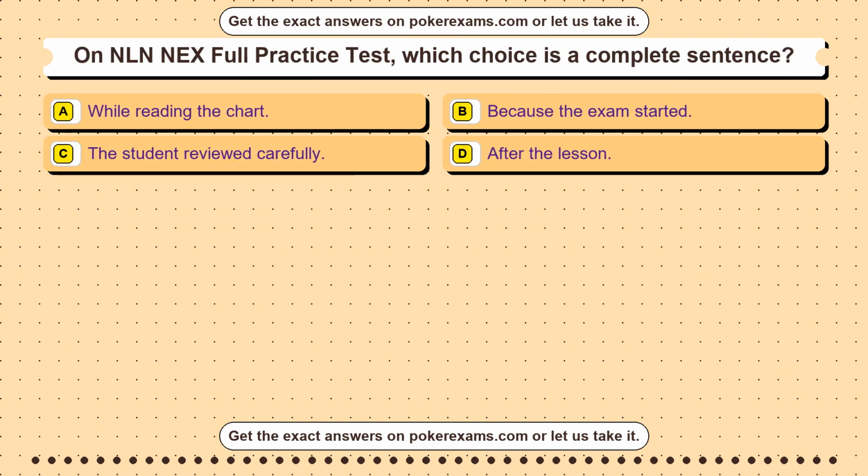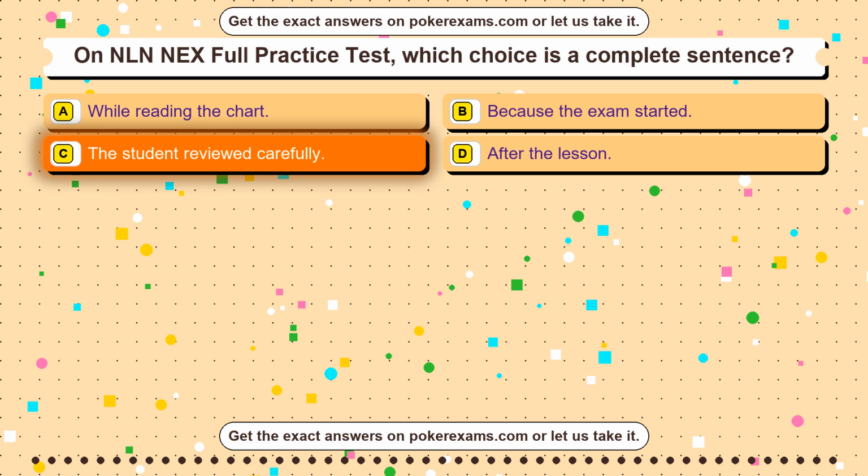Question 4. On NLN NEX Full Practice Test, which choice is a complete sentence? Option A. While reading the chart. Option B. Because the exam started. Option C. The student reviewed carefully. Option D. After the lesson. The correct answer is option C.